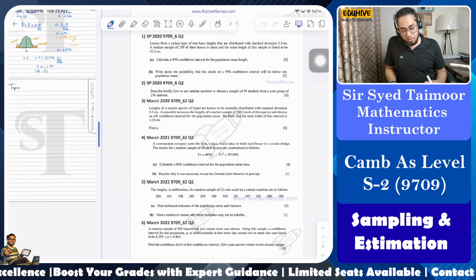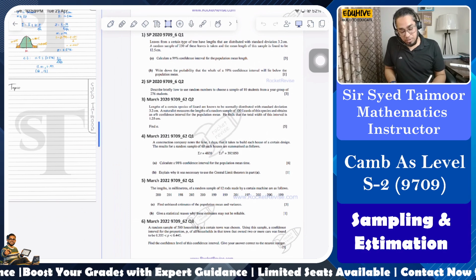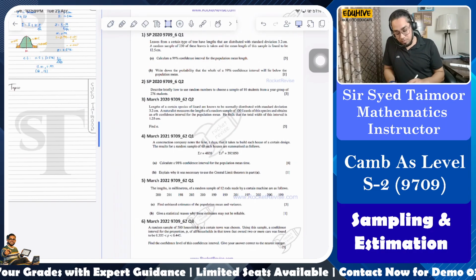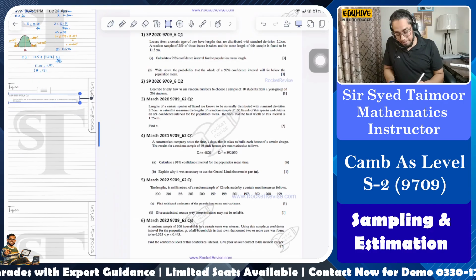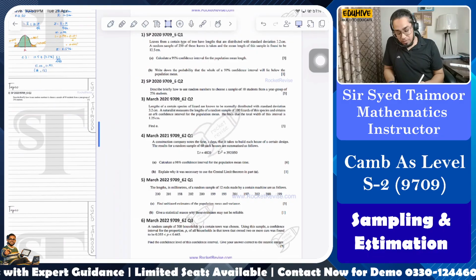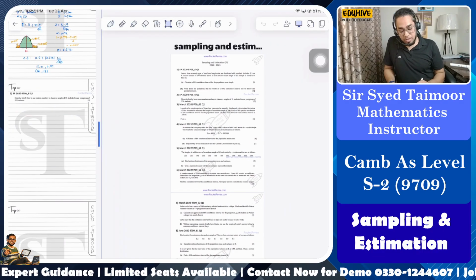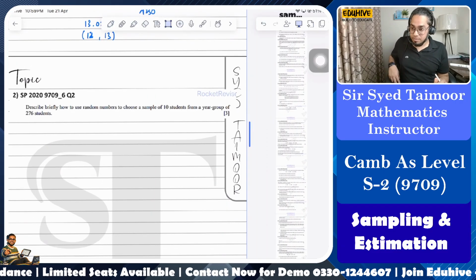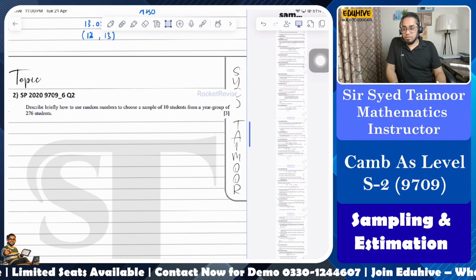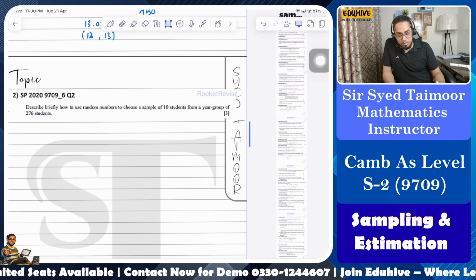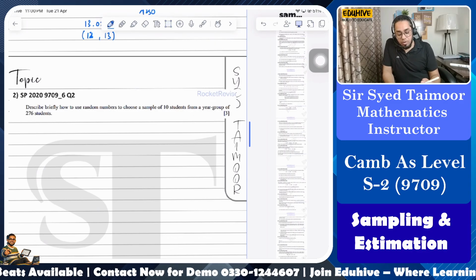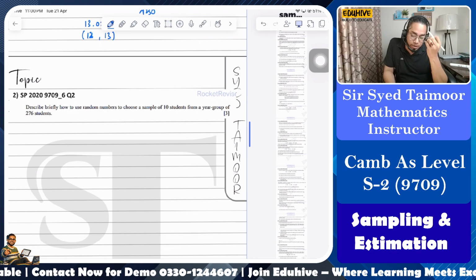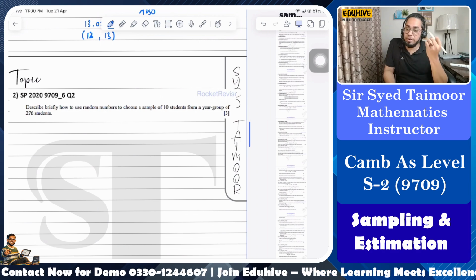Then we go to the next question. What are they asking in this question? Question number 2. It's a 3-mark question. Do you remember that when I was explaining the sampling, at that time I introduced a method of designing a sample, picking out the numbers? They are asking us to describe briefly how to use random numbers to choose a sample of 10 students from a year group of 276.